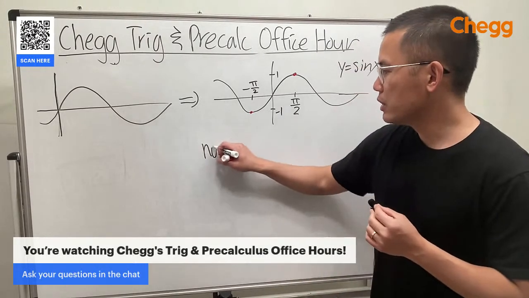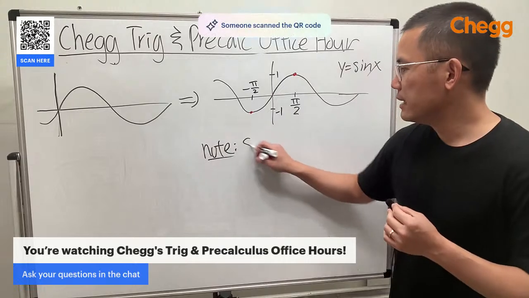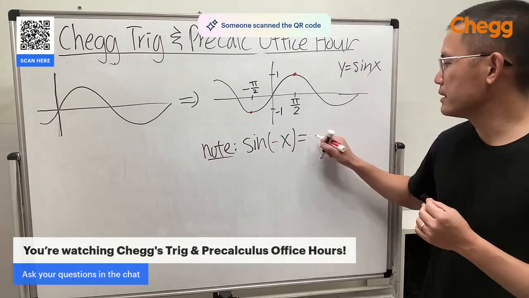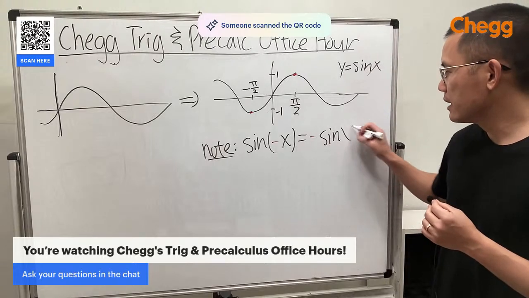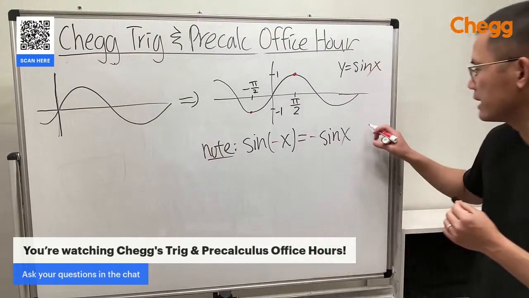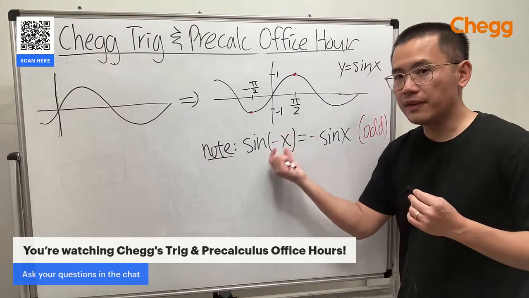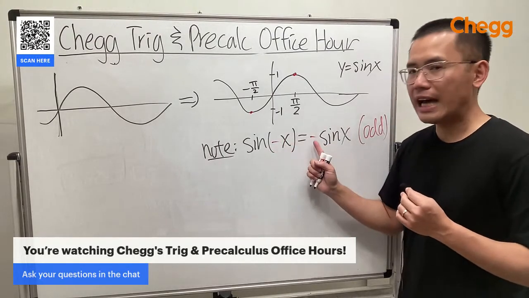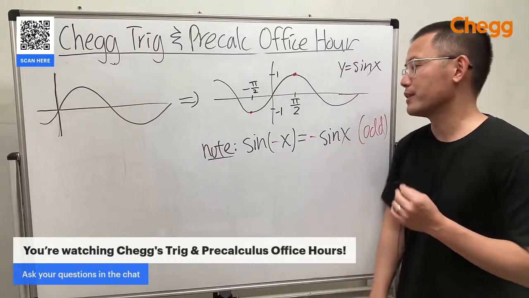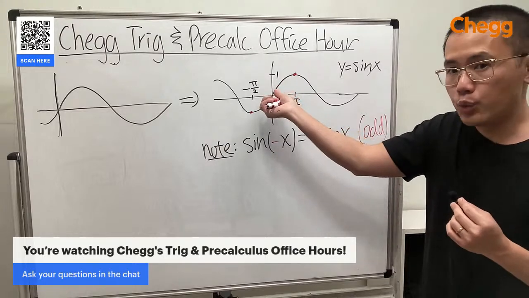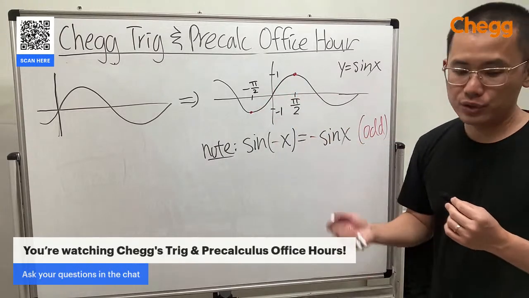So here, note that sine of negative x is really the same as negative sine x. And in this case, we call this an odd function. When you have negative x in the function, if you can put that on the outside, that's an odd function. And the idea is that you can rotate it 180 degrees and you get a match just like that.